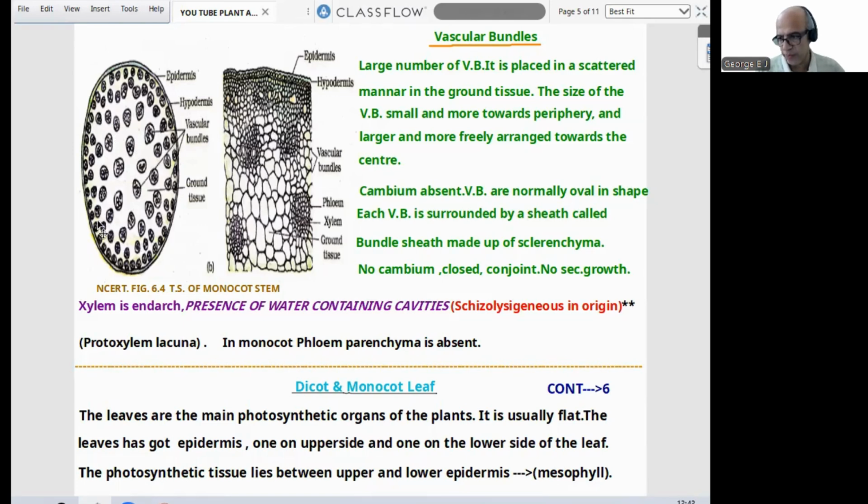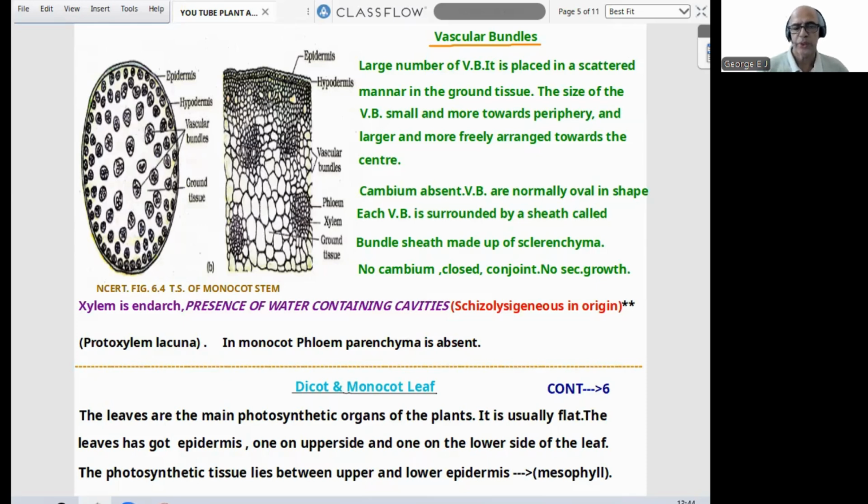In this area you can find vascular bundles are small but more in number, closely arranged. In the central part, if you check, you can find they are larger and more freely arranged towards the center. So this diagram is important, just what I told. Outer, smaller and more; inner, larger and few.